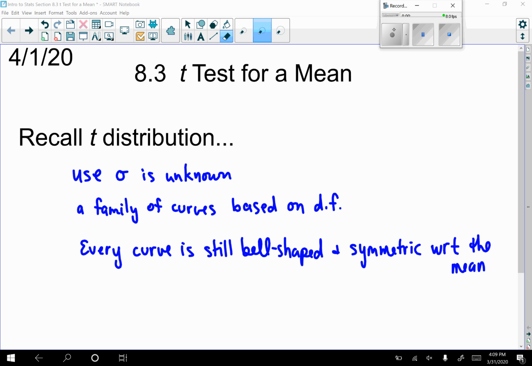Much like back in chapter 7 with confidence intervals, we looked at the z distribution, t-distribution, and then confidence interval for a proportion. So now recall with the t-distribution, that's again when sigma, or the population standard deviation, is unknown. Remember, it's a family of curves based on degrees of freedom, and every curve is still bell-shaped and symmetric with respect to the mean.